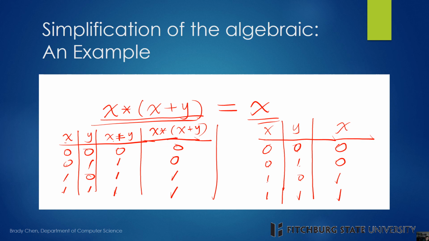Now, look at the left side. Even though during the operation it seems like you have to calculate x plus y, the x or y, so you get 0, 1, 1, 1, the final result is still the same as the value of x. You see, the value of x is 0, 0, 1, 1, and the final result for that expression is 0, 0, 1, 1. So the value of y doesn't matter. That means it's really a waste of time, because you work hard to evaluate x plus y, and then the final result has nothing to do with y, right?